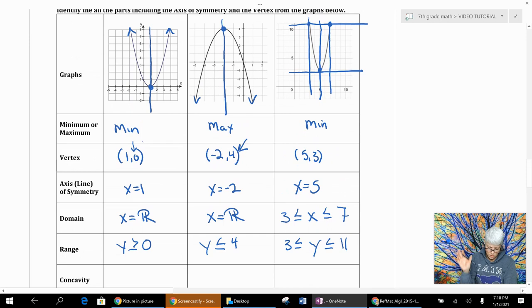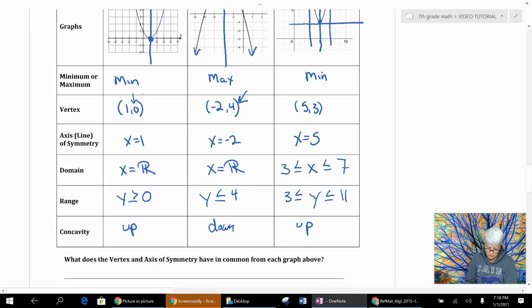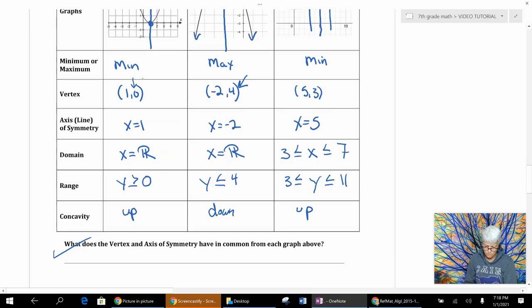Concavity. If you look at the first one, it's up. The next one is down, and the next one it is up. So looking at the graph is pretty easy. We already answered this question right here. So now let's look at the equations. Equations are a little bit weirder.